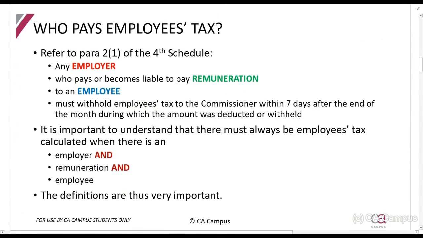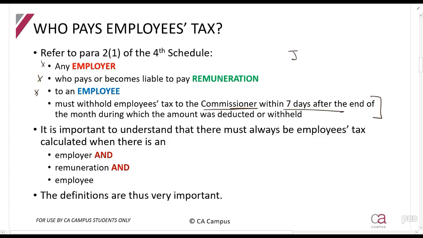So who pays employees tax? In other words, who is liable to pay employees tax? Very important, guys. It is an employer who pays remuneration to an employee. And obviously it has to be South African. That employees tax must be paid across to SARS, the Commissioner, within 7 days after the end of the month during which it was held.